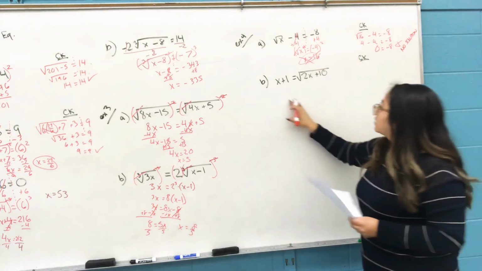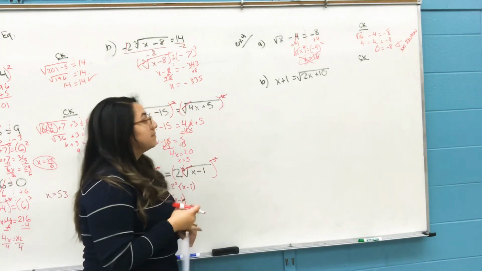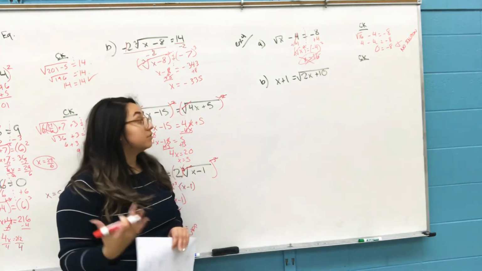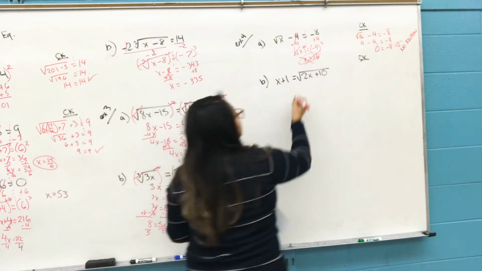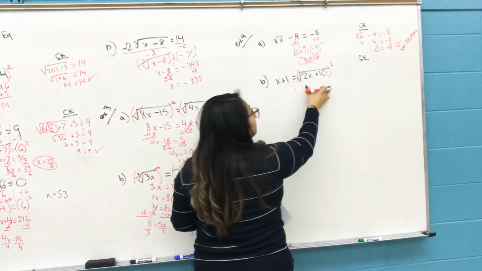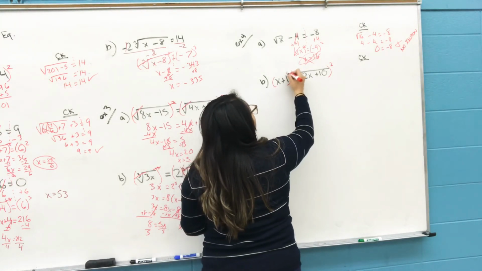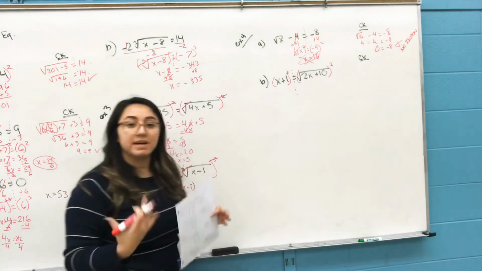Next one. X plus 1 is equal to the square root of 2x plus 10. We have a radical by itself on one side. So to get rid of it, we can't move anything else around. We have to square both sides. But here, notice that you're squaring one side. You're also squaring the other side, but we have to see this as an expression, as a binomial now.